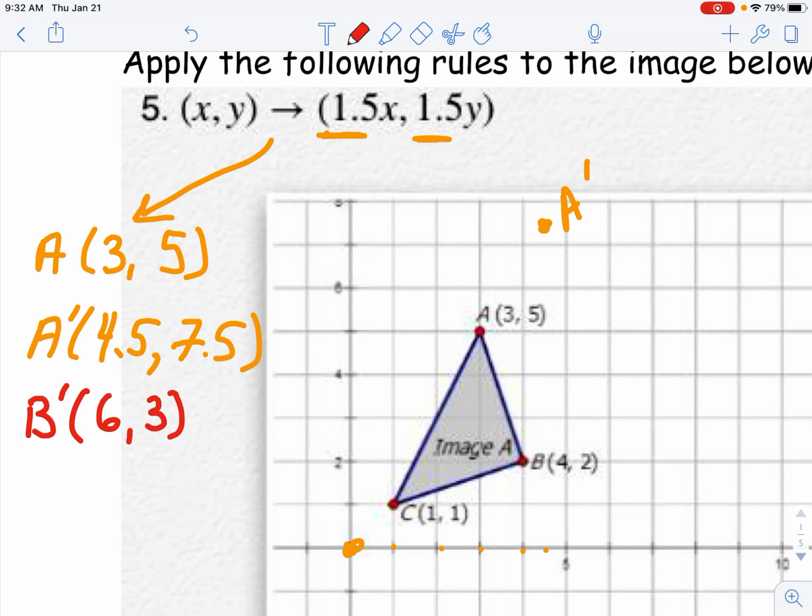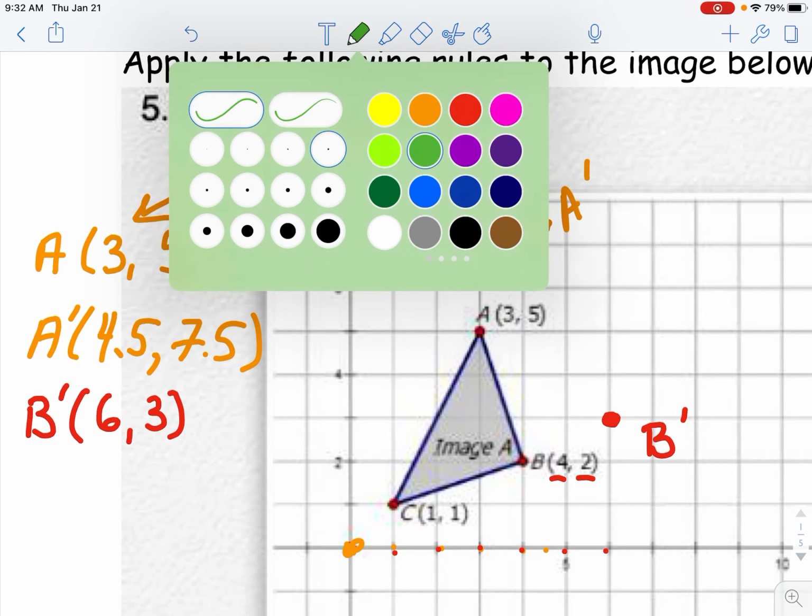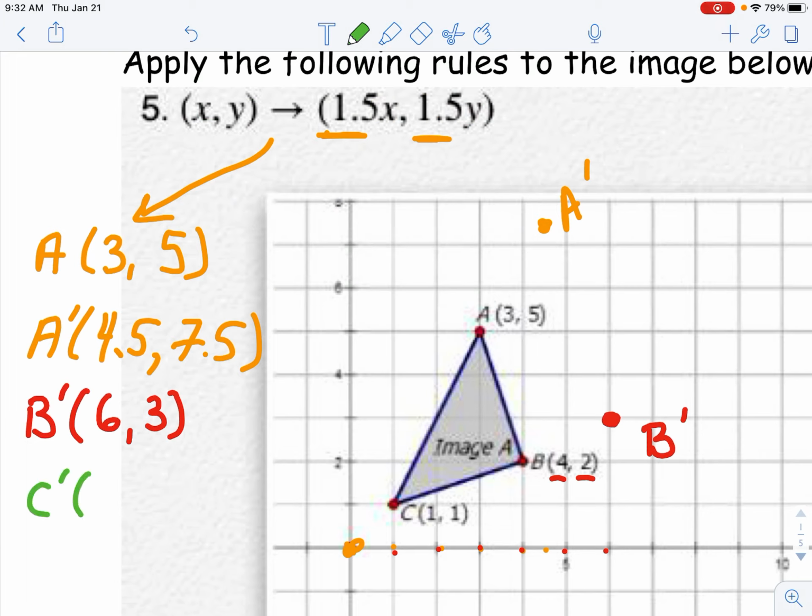After calculations, again, I'm just taking 4 and 2 and multiplying by 1.5. And again, quirky numbers. It's okay to deal with quirky numbers. It's okay to struggle a little bit. But if that's the case, you have to be really good at using a calculator. All right, so that's going to be at 6, 3. Use the tools we have. And then I'm going to take C, which is 1, 1, multiply by 1.5. It just gives me 1.5, 1.5.